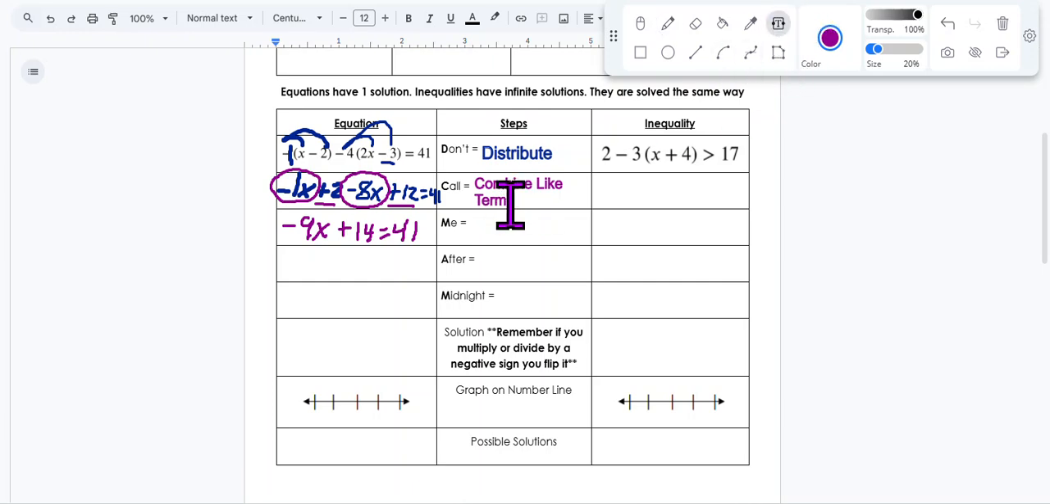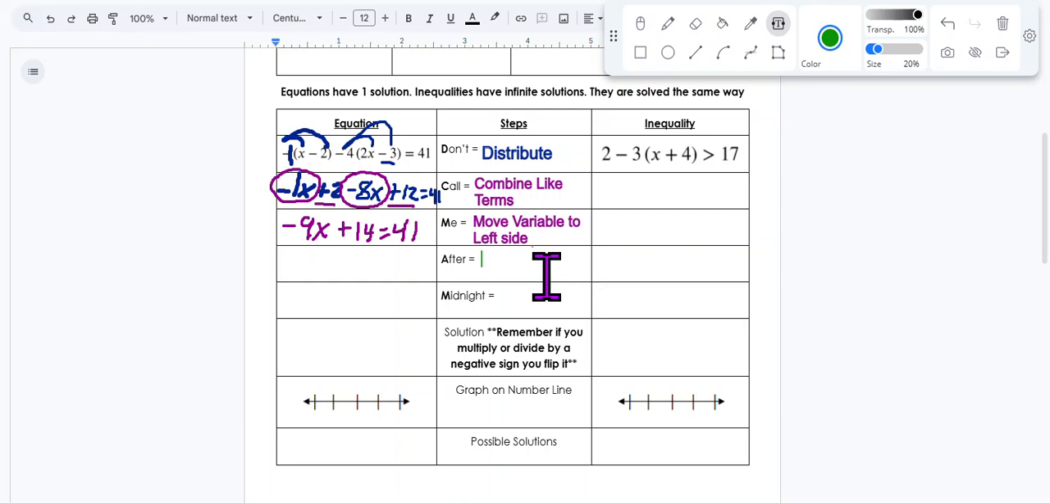The third step here, we're not going to do today, but we will do next class, and that's called move variable to left side. So we will start having equations where there's variables on both sides of the equal sign. And when that happens, we just have to take the variable that's on the right-hand side and move it over to the left-hand side. And we'll learn more about that in next class. Okay, so I'm not going to move any variables to the left-hand side because my variables are already on the left-hand side. I don't have anything over here, right? So I can skip that step.